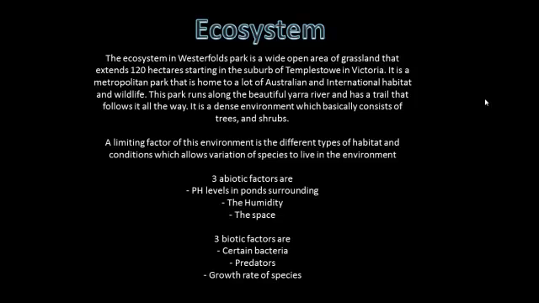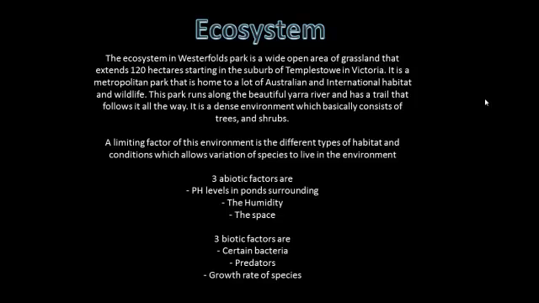One limiting factor of this environment is the different types of habitat and conditions which allow the variation of species to live in the environment. So for example, the amount of habitat that is there is basically just trees. So as you can see, you wouldn't find that much of a variation of species. You probably range from birds to a few animals on land, but you wouldn't go to the extent of, say, a rainforest where you'd find millions and millions of species.